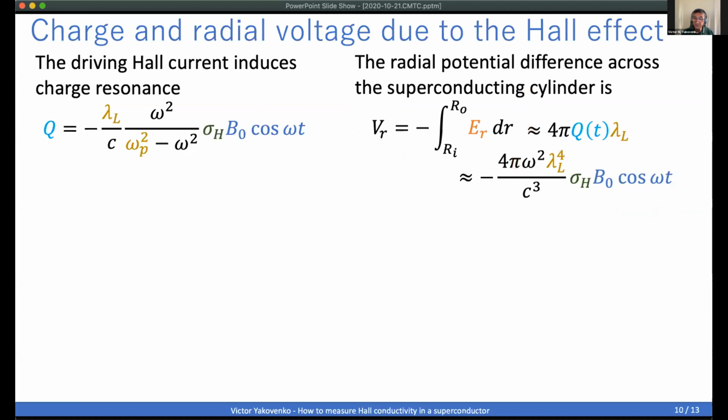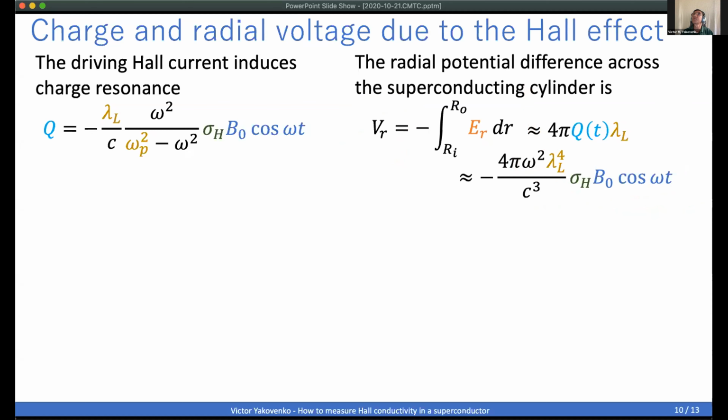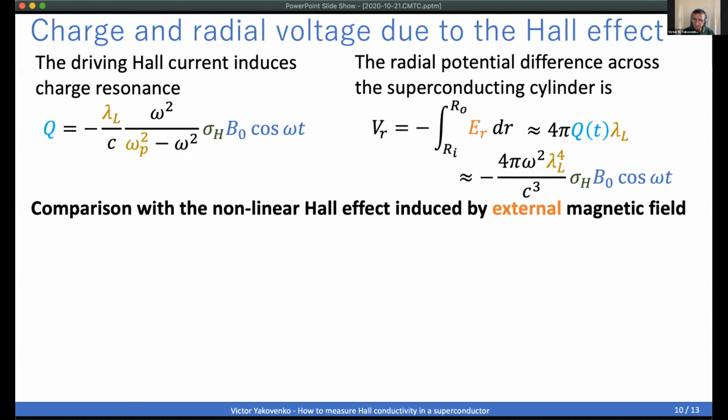In some sense, this formula is almost like the final result of the paper. So we predict a voltage, a radial voltage induced by an axial magnetic field due to Hall conductivity. But I need to say a few more things. I have a couple of slides left. One thing I wanted to mention is the following. That's a frequently asked question.